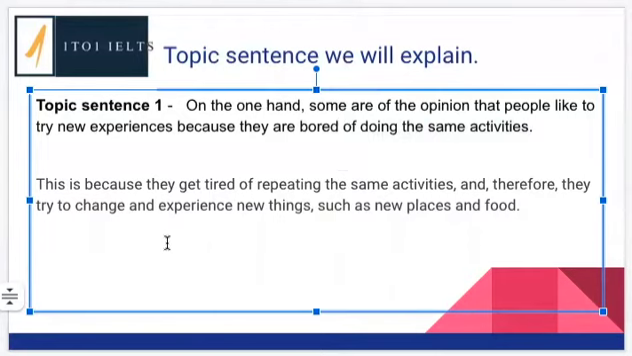Okay, while other people are writing, let's have a look at this one from Nabila. So we've got a very nice way to start an explanation sentence. This is because. After this is because, we need to be following this expression with a clause. So we need subject, verb, object. This is because they get tired of repeating the same activities. And therefore, they try to change and experience new things, such as new places, food.